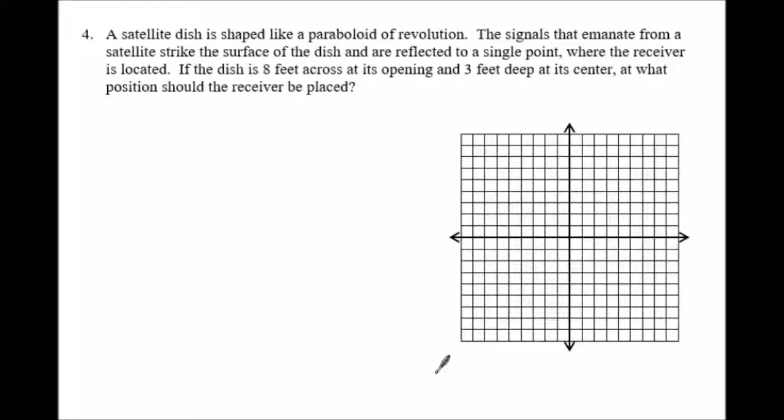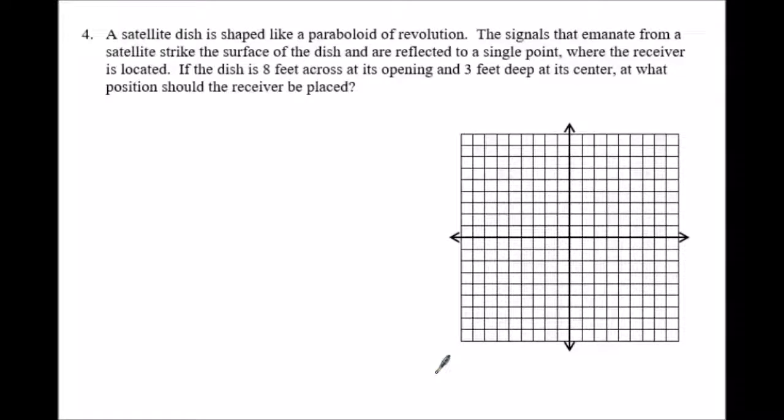Lastly, we have a word problem. A satellite dish is shaped like a paraboloid of revolution. The signals that emanate from a satellite strike the surface of the dish and are reflected to a single point where the receiver is located. If the dish is 8 feet across at its opening and 3 feet deep at its center, at what position should the receiver be placed?